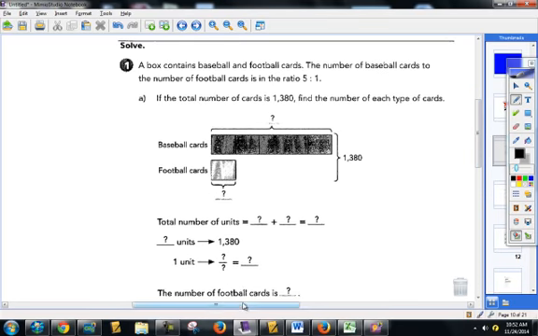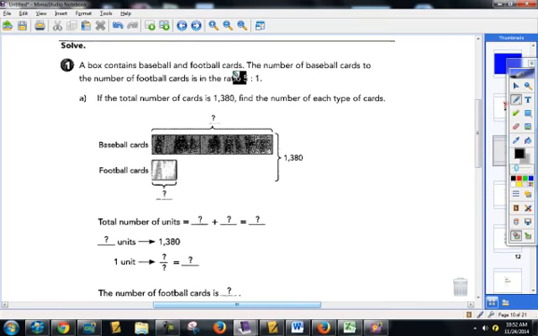Okay. A box contains baseball and football cards. The number of baseball cards to the number of football cards is 5 to 1. So what I'm going to do over here is I'm just going to write my ratio. So we all need to put a bracket around that. So it's 5 baseball cards for every 1 football card. I just like to write my ratio over there just so that I have it.